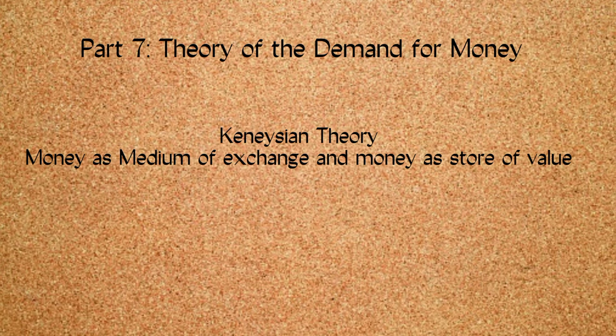Part 7 is the theory of the demand for money. I learned in this chapter that demand for money refers to how much assets individuals wish to hold in the form of money. And in this chapter, the Keynesian theory is based on money's important functions, namely money as a medium of exchange and money as a store of value.